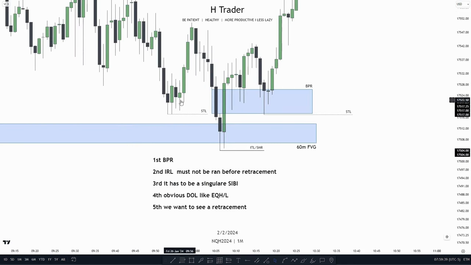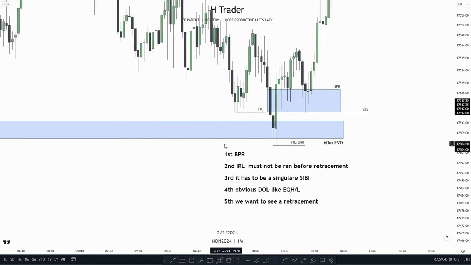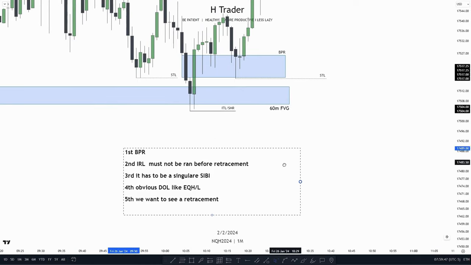So now let's talk about this example, because this is very interesting. So we see right here we have a 60-minute fair value gap. And then price comes down here.